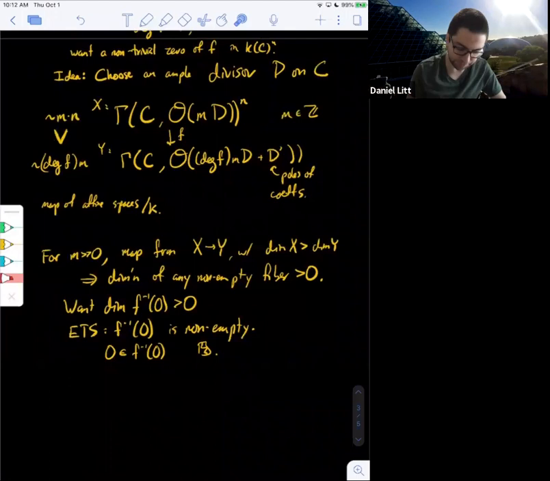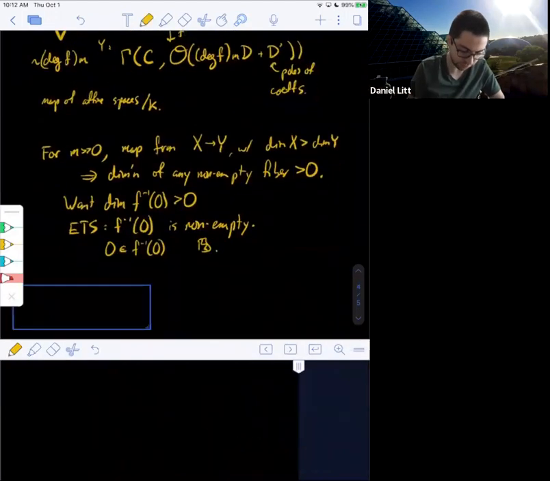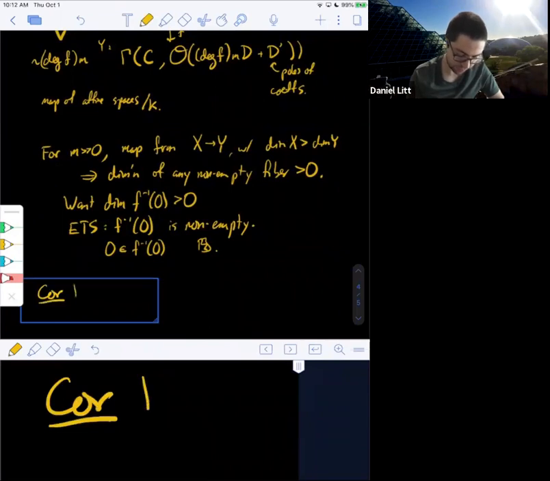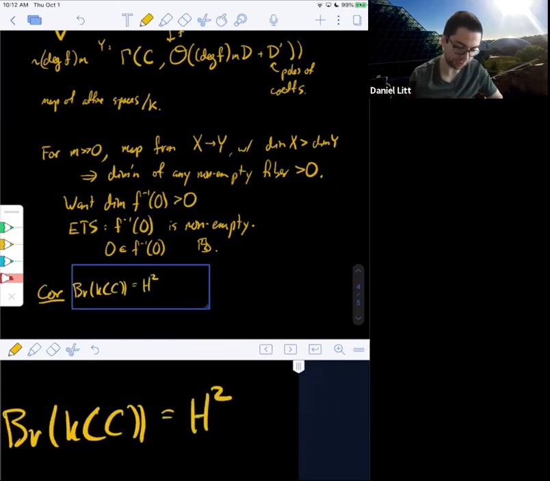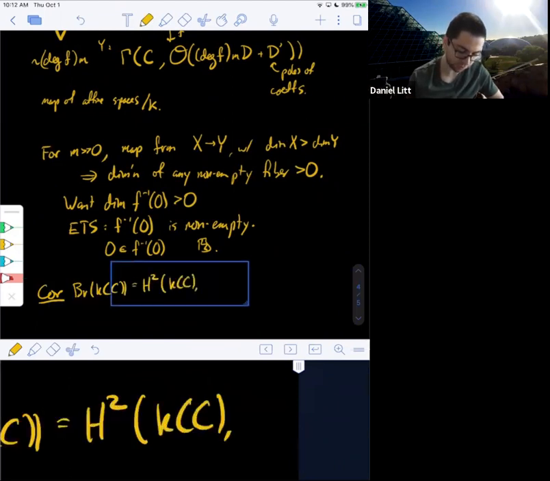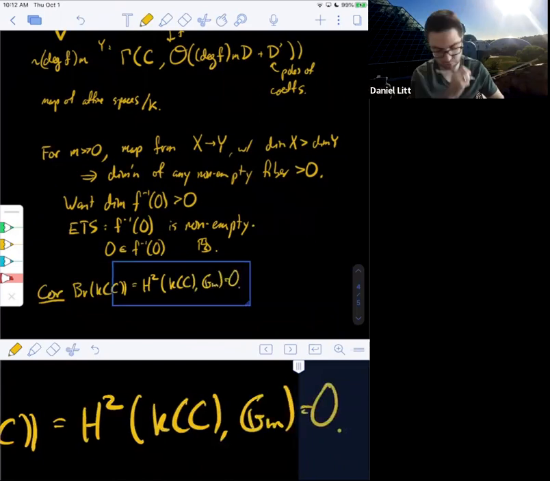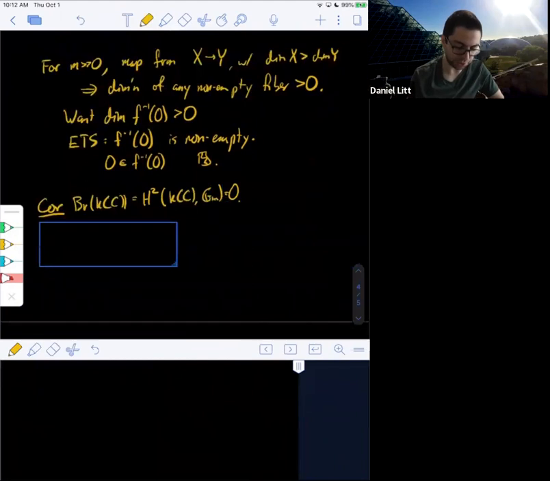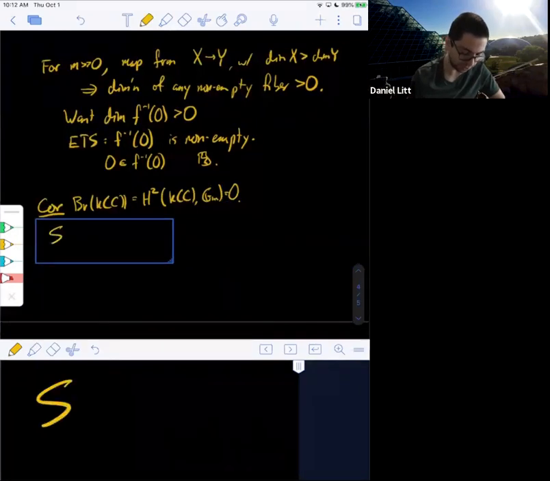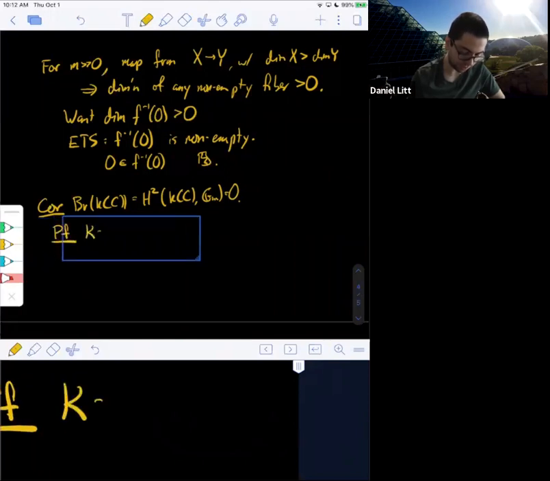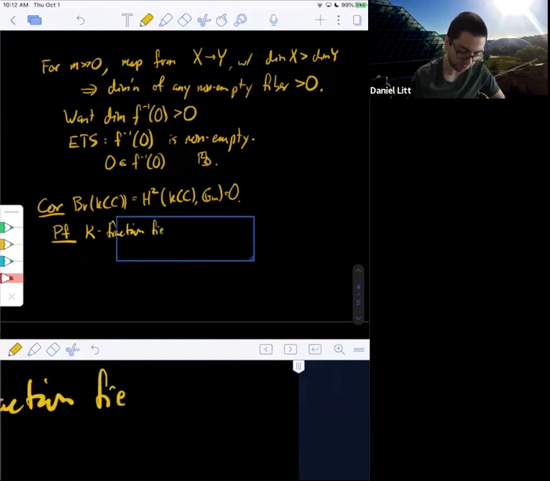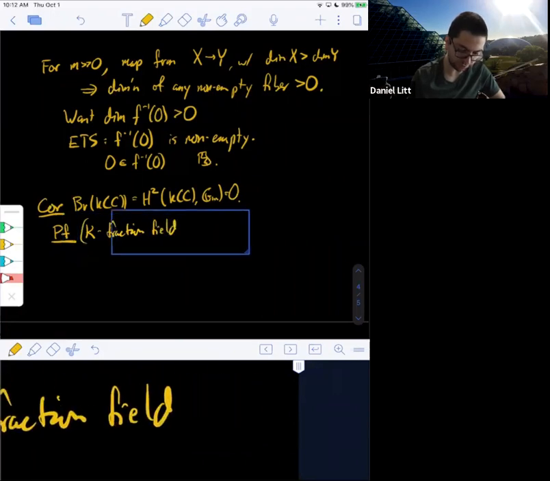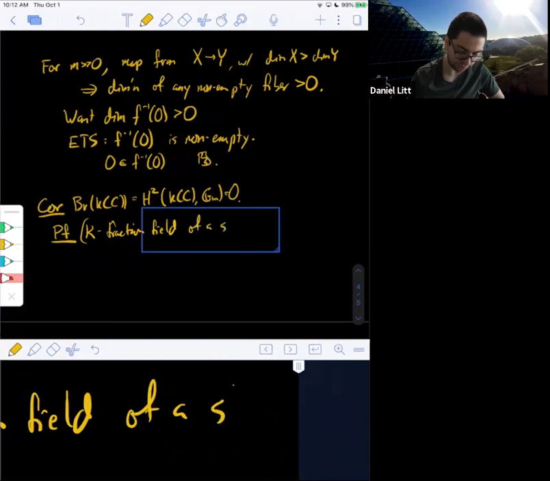Okay, so the corollary is that the Brauer group of K of C is trivial, and this is the same by this theorem of Serre that I quoted earlier. Okay, and then I'm going to say the same is true. So the proof for K, the fraction field, let's say we have the fraction field of a strictly Henselian DVR.